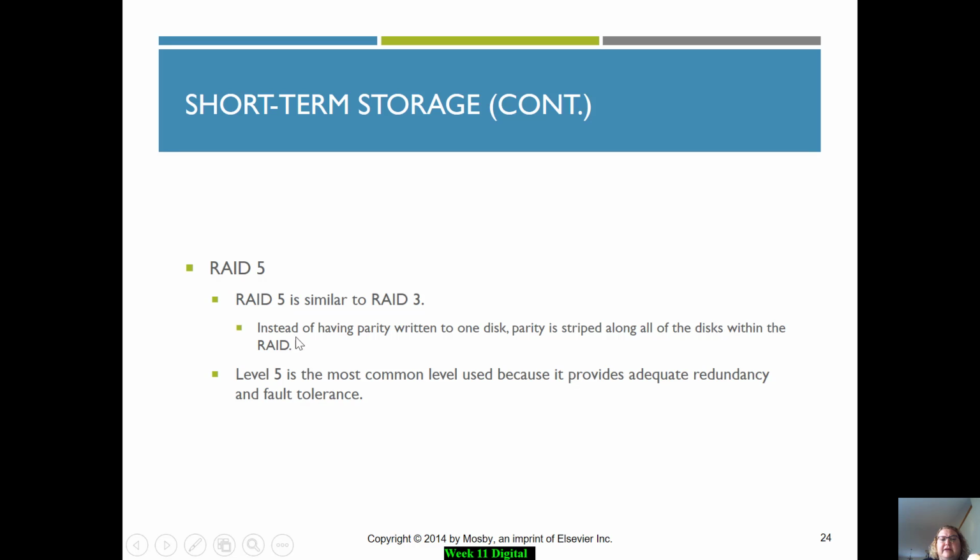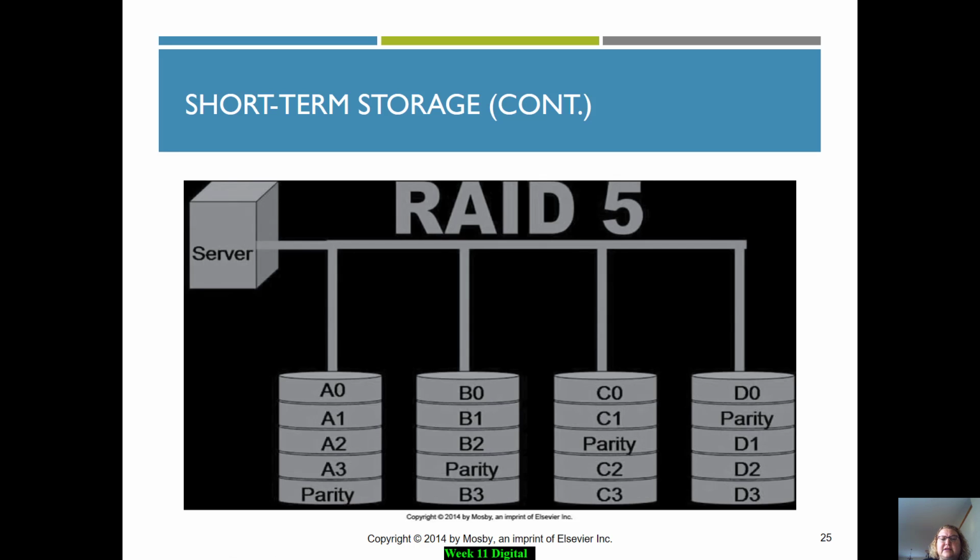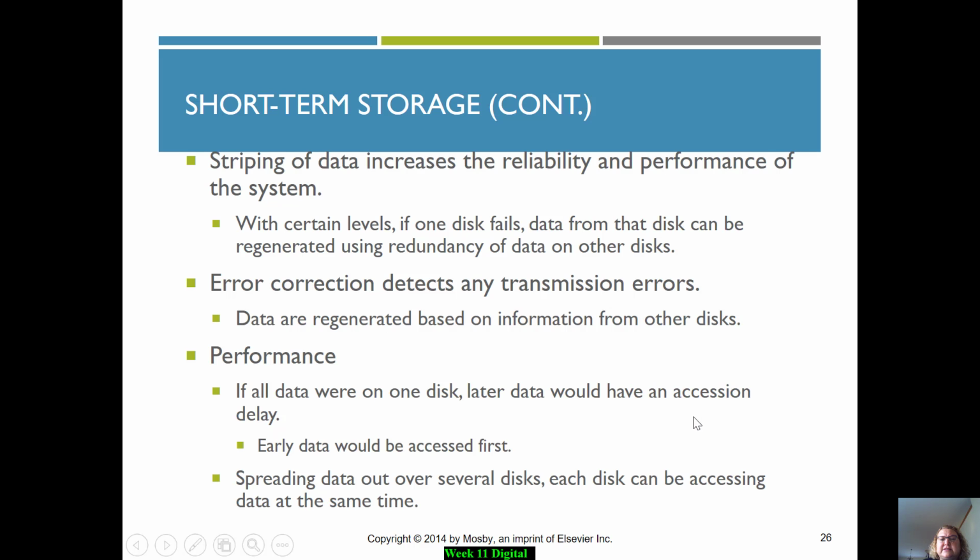When we get to RAID 5, you're going to partially write over the disk. So it's going to look something like this. It's going to stripe that data, it's going to correct that data, and then the performance data takes place at this level.